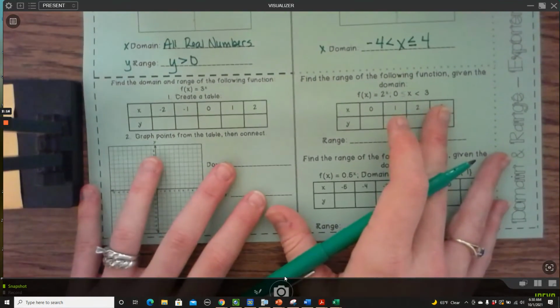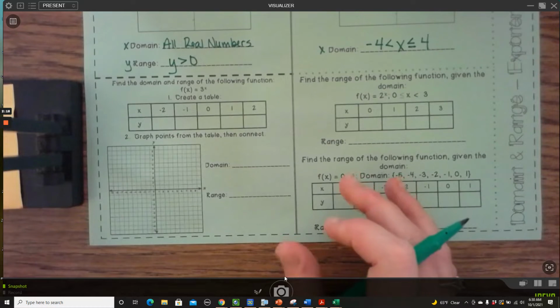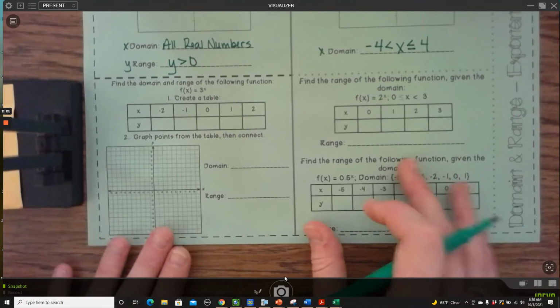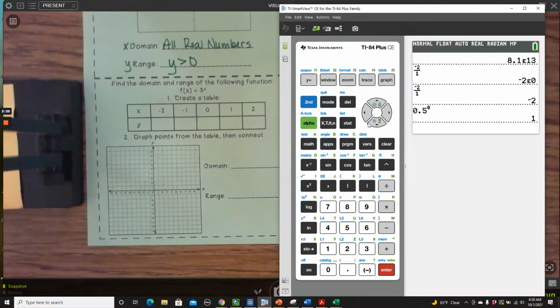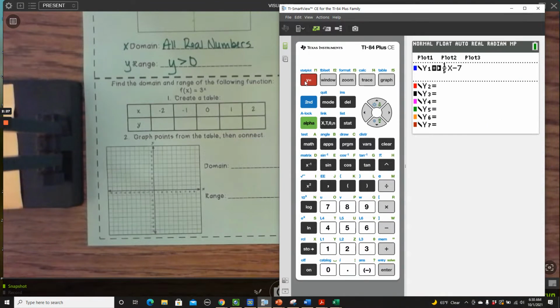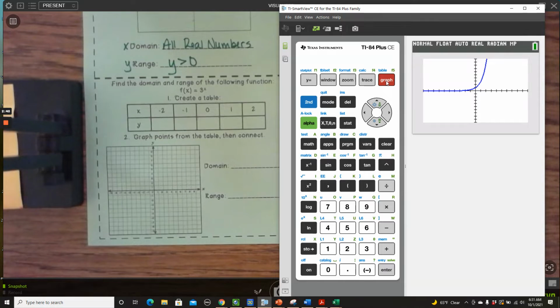All right, with equations, it says find the domain and range of the following function: f of x equals 3 to the x. So we're going to create a table, graph this function, and then find the domain and range. We go to y equals and type 3 to the x power, using the exponent key above division, and then type the x in. Then I can graph it to see what it looks like.